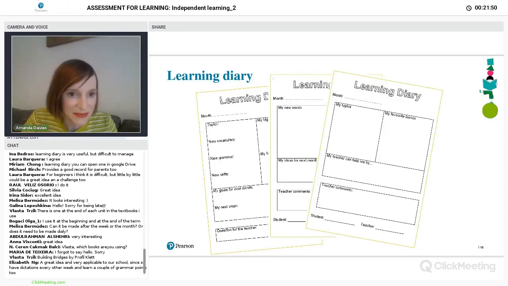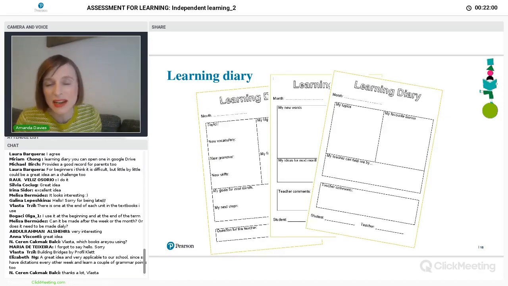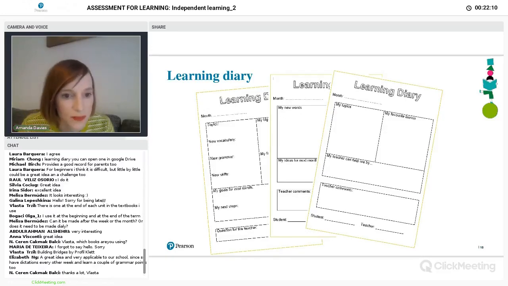Okay, just having a look at the chat box. These are not from a book actually. I create them every month and I sort of adapt them and take a screenshot, and you can use this template. Again, you can adapt what you want your students to focus on.